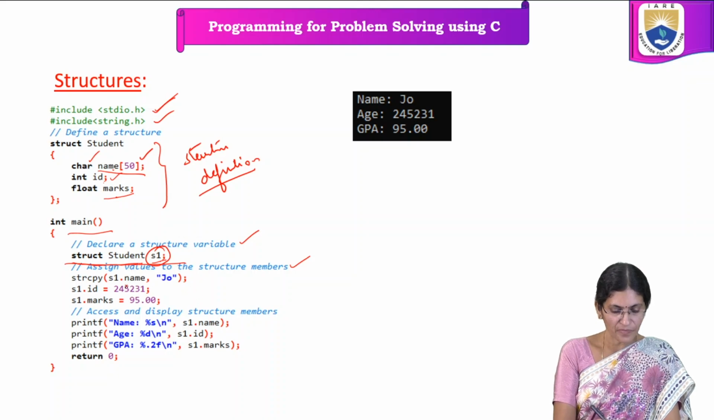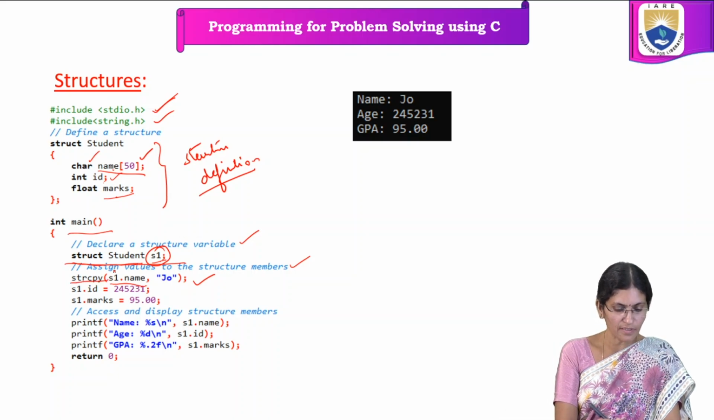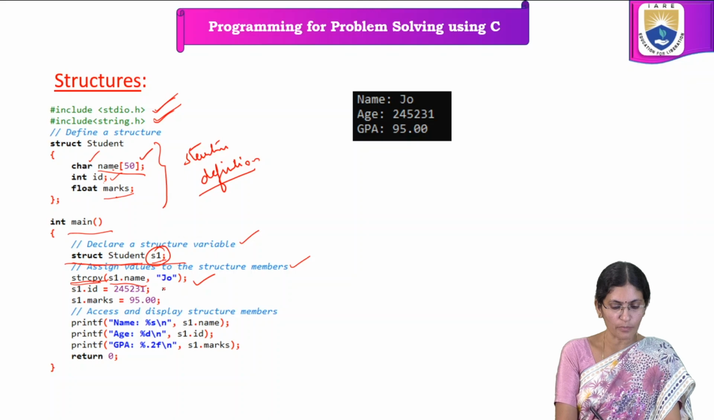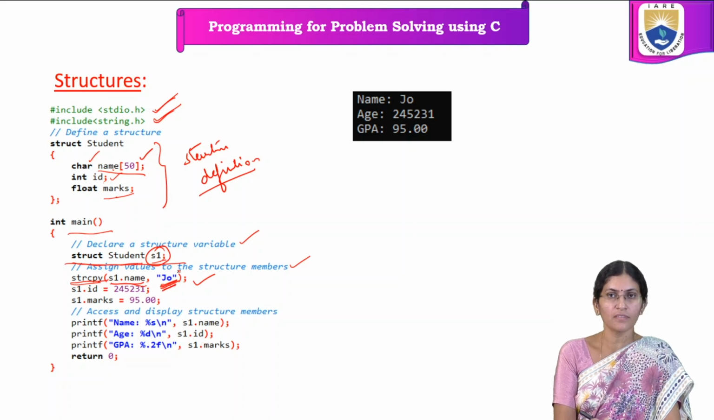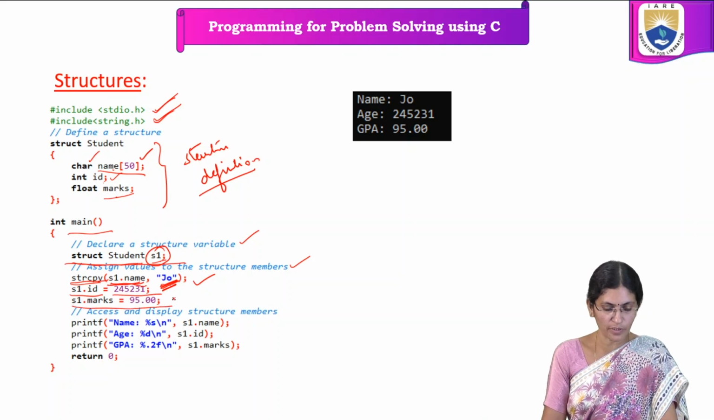So s1.name is equal to, here we have used the string copy strcpy function. This is a function which is defined in the string.h header file. String copy copies the contents of the source to the destination. Here the contents of Joe are copied to the variable s1.name. Next, s1.id is equal to 245231, s1.marks is equal to 95.00.